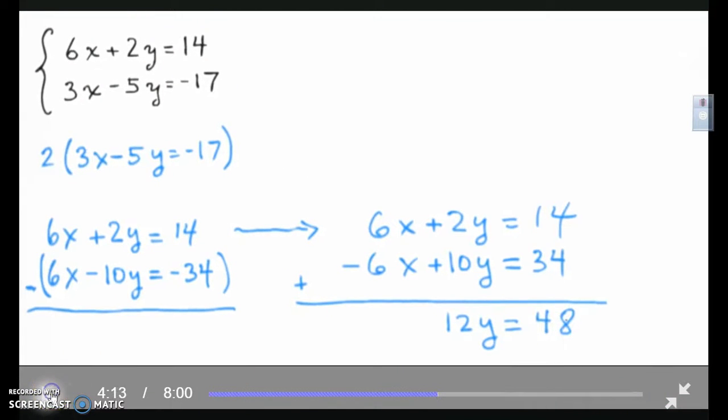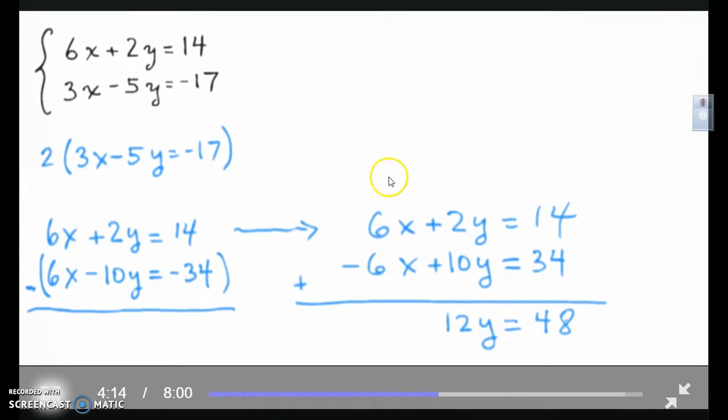Well, this is awesome. All right, so now all he is doing here is what we learned in the past. He's taking the negative and distributing the negative. And all you got to remember is negative means opposite. So what's the opposite of a positive 6x? A negative 6x. What's the opposite of a negative 10? A positive 10. What's the opposite of a negative 34? A positive 34. And then we're going to add going down.